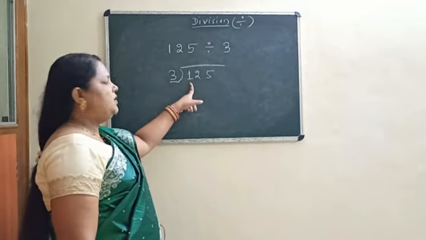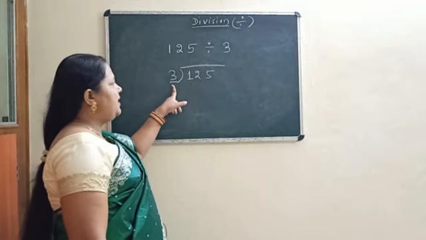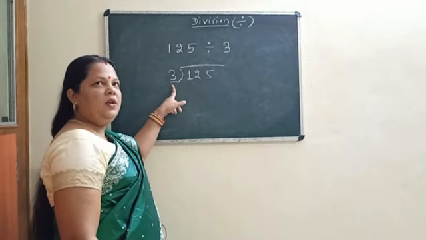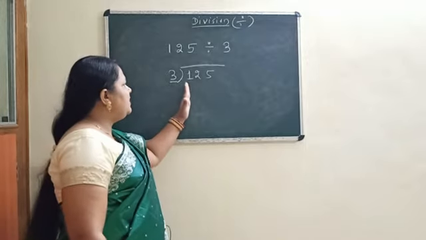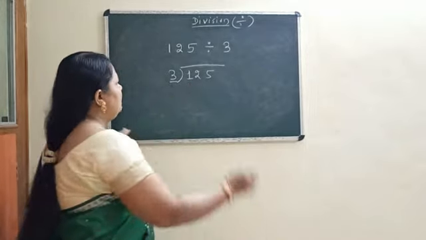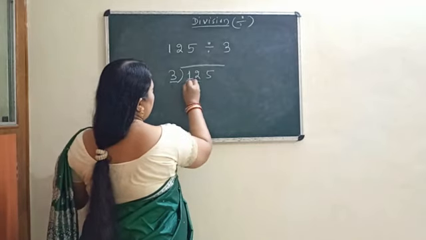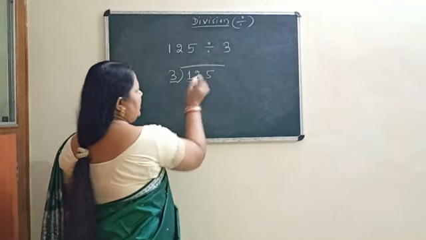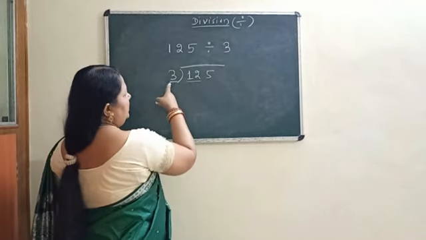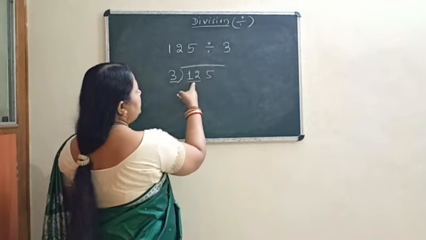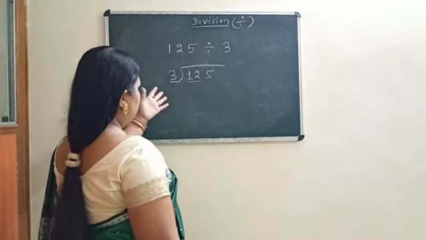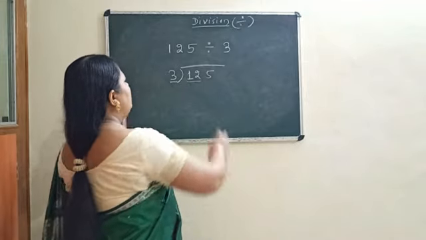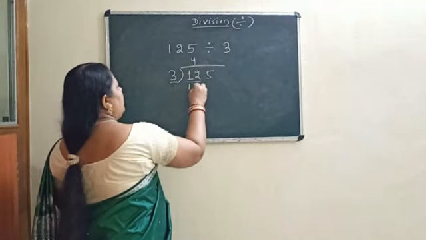So here how much? 1. 1 is less than 3. If 1 is less than 3, then we cannot divide it because it is a smaller number. Then what to do? We have to choose 2 digits from this dividend. Then you have to see whether we can reach this 2 digit number. If we recall the tables, 3 4s are 12.